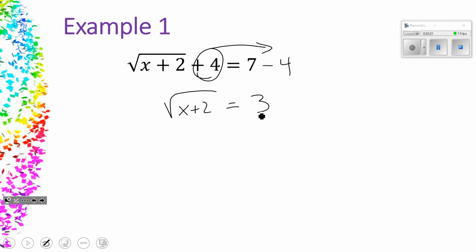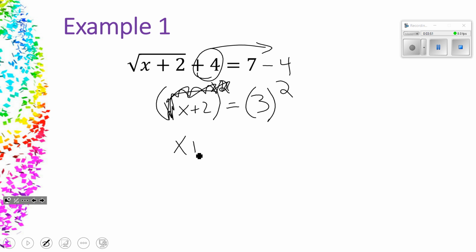Okay? Now my question is, how do you get rid of the radical? How do you get rid of the square root? What's the opposite of square root? We're going to square it. And what I do to one side, I do to the other. And then here's my jam. What happens to the square and the square root? Cancel.